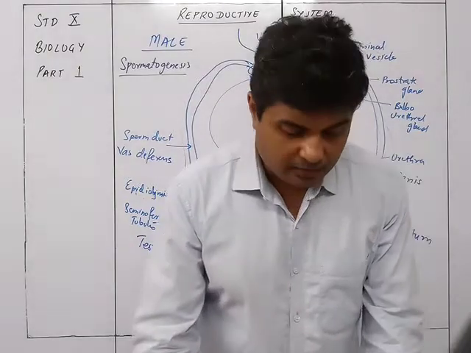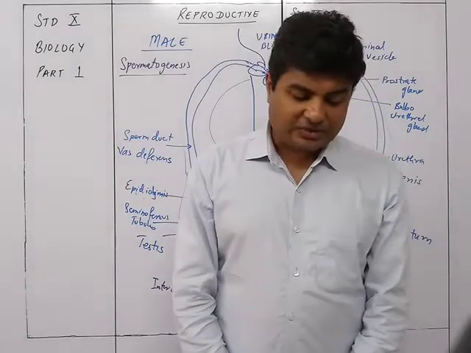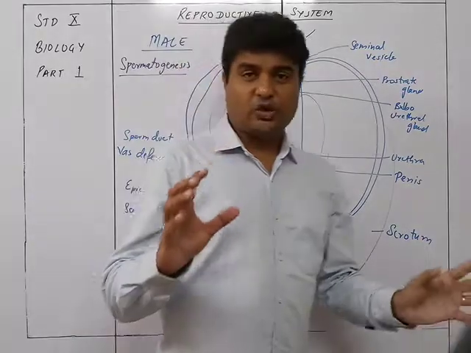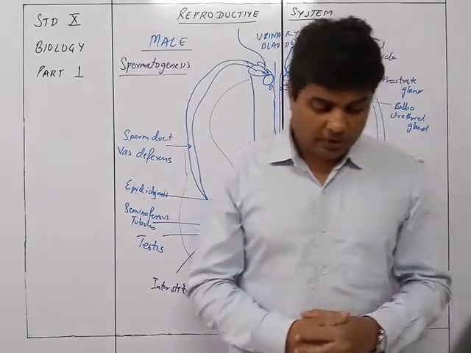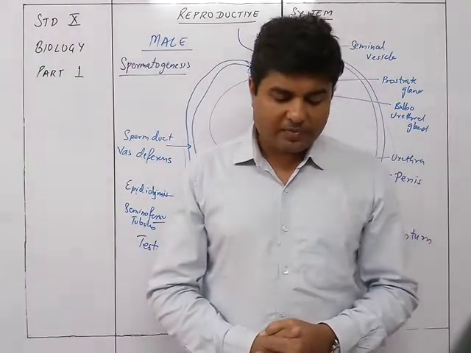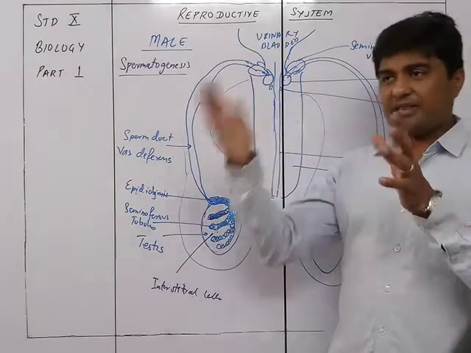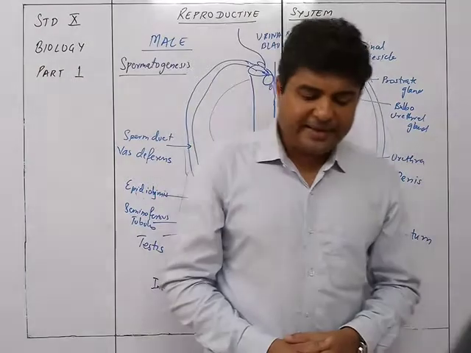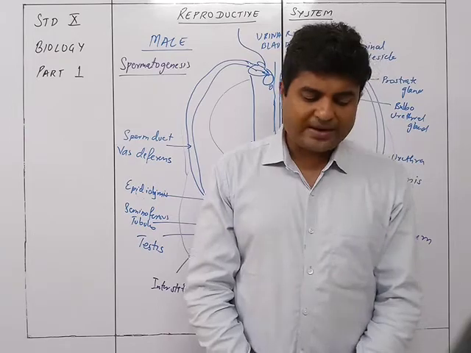Now we talk about the accessory glands. There are three main accessory glands as follows. First is the seminal vesicle. The seminal vesicle is the first organ which comes in contact with the sperm. It is a pair of lobulated glands located between the posterior surface of the urinary bladder and the rectum. The duct from each seminal vesicle joins the corresponding sperm duct just before it unites with the urethra.